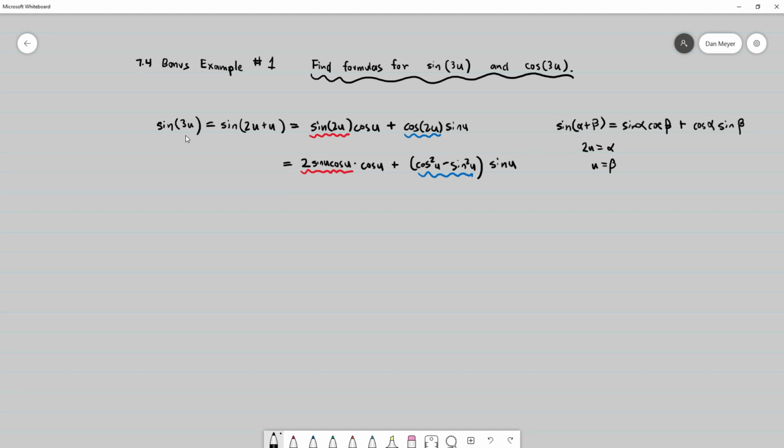Then we have some algebraic simplification that we can do. This first expression we can simplify to 2 sine u cosine squared u. That's cosine of u times cosine of u. Then I have a cosine squared u sine u when I distribute the sine u onto that term, minus sine cubed u.